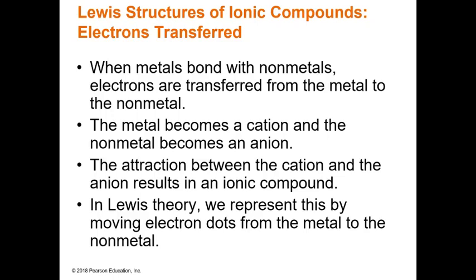When metals bond with nonmetals, electrons are transferred from the metal to the nonmetal. This forms ions. Metals become positively charged cations, and nonmetals become negatively charged anions. Their opposite charges attract, forming an ionic bond. In Lewis structures, we represent this by showing electron dots moving from metal to nonmetal.